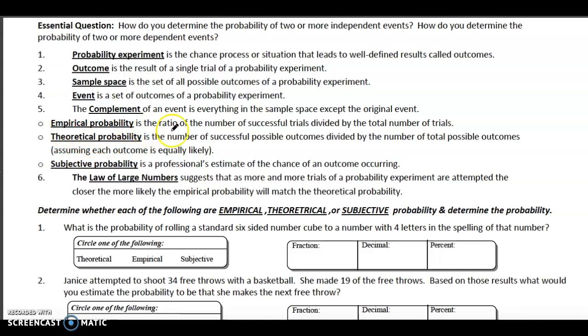And then we have some other probabilities listed here. We have empirical probability, which is the ratio of the number of successful trials divided by the total number of trials. We have the theoretical probability, which is the number of successful possible outcomes divided by the number of total possible outcomes, assuming each outcome is equally likely. And then we also have subjective probability, which is a professional's estimate of the chance of an outcome occurring. Think weather probabilities and things like that. The law of large numbers suggests that as more and more trials of a probability experiment are attempted, the closer or more likely the empirical probability will match the theoretical probability.